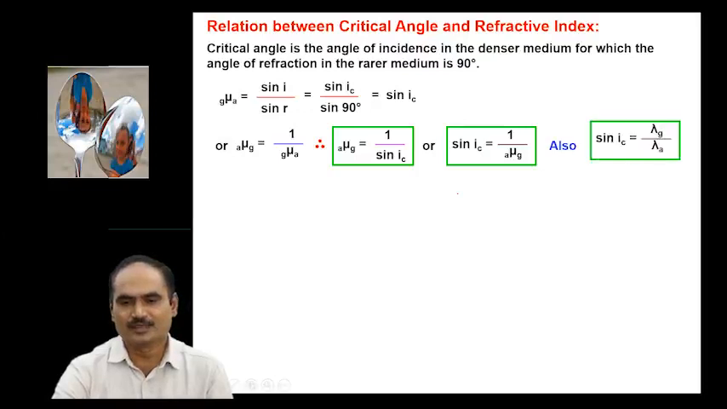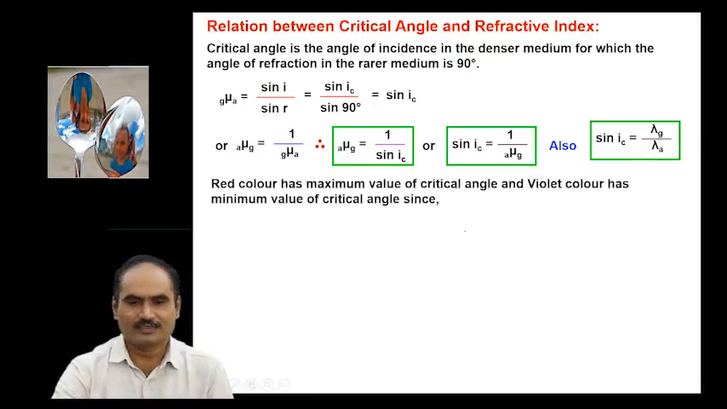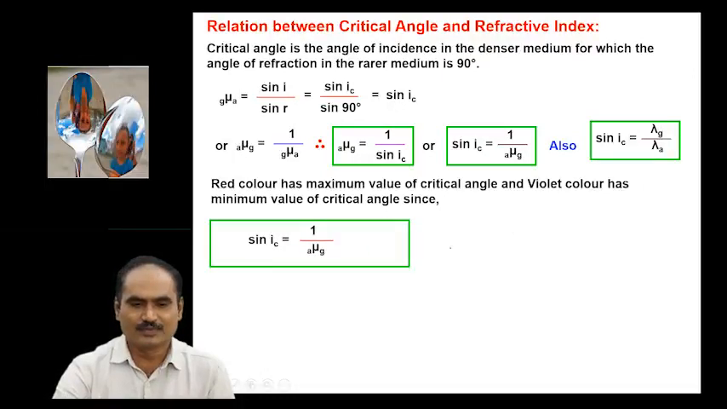Then in the same way, by using wavelength also you can write it. One more thing: by seeing this, the critical angle is directly proportional to the wavelength in that medium. Therefore, the critical angle is more for red color, because red color has a longer wavelength, and violet color has the minimum critical angle. Okay.